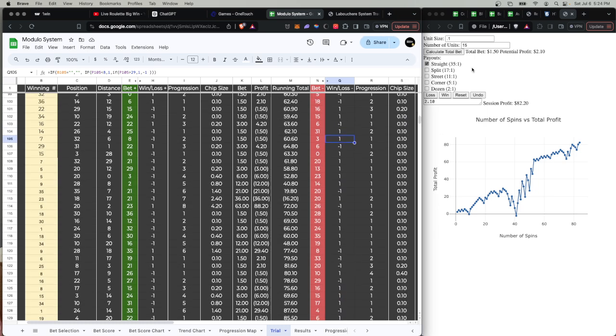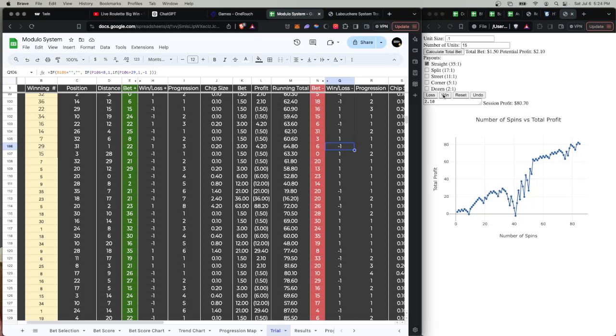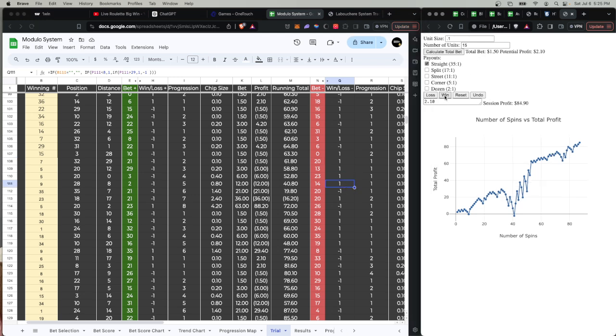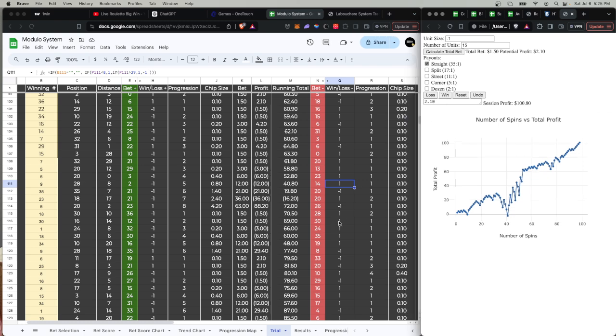Now we suffer a loss here, and then we win. And from there we got 1, 2, 3, 4 wins in a row. Then a loss, then a win, then a loss, and then 1, 2, 3, 4, 5. 1, 2, 3, 4.